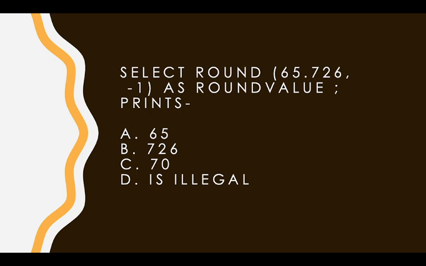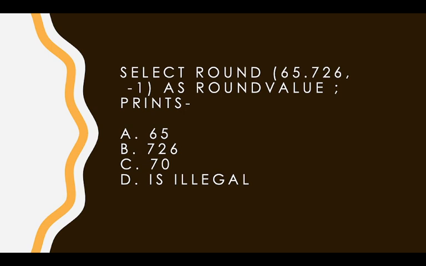All right, so the question says: select round(65.726, -1) as round value. So we need to tell what this particular query is going to print. Basically we are using the round function here, and we have four options: 65, 726, 70, and option number C is illegal, that this particular query won't work.